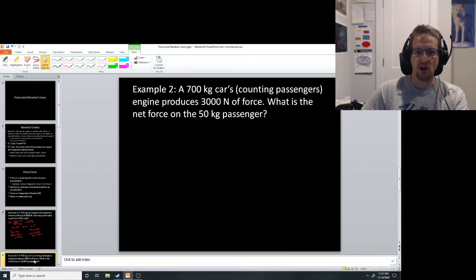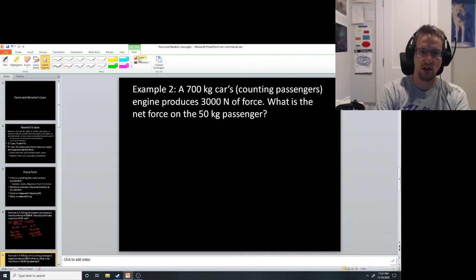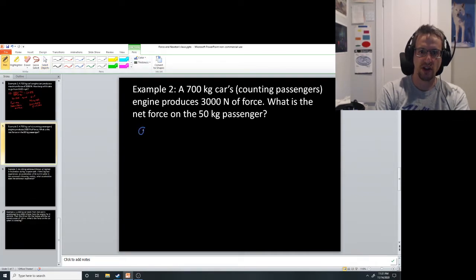All right, same car. 700 kilogram car, and this is now counting the passengers, and it's still producing 3,000 newtons of force. I want to know what is the net force on the 50 kilogram passenger. So, we've got a couple of things to note here. We know the acceleration of the car is still 4.29 meters per second squared. That's not going to change. It's the same mass and same force.